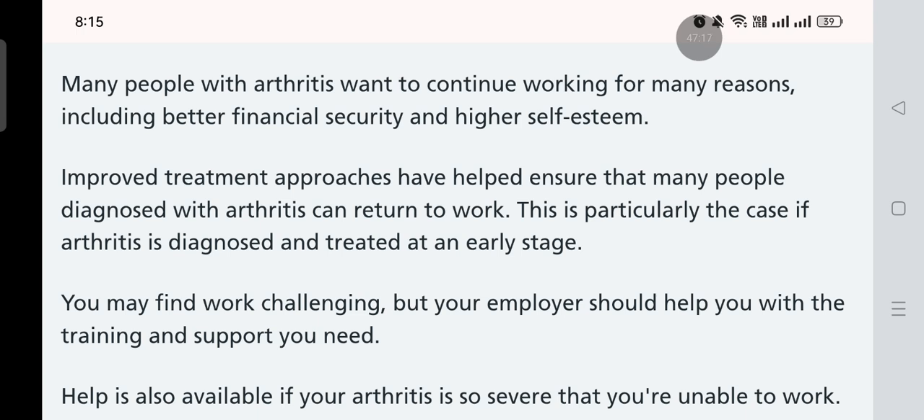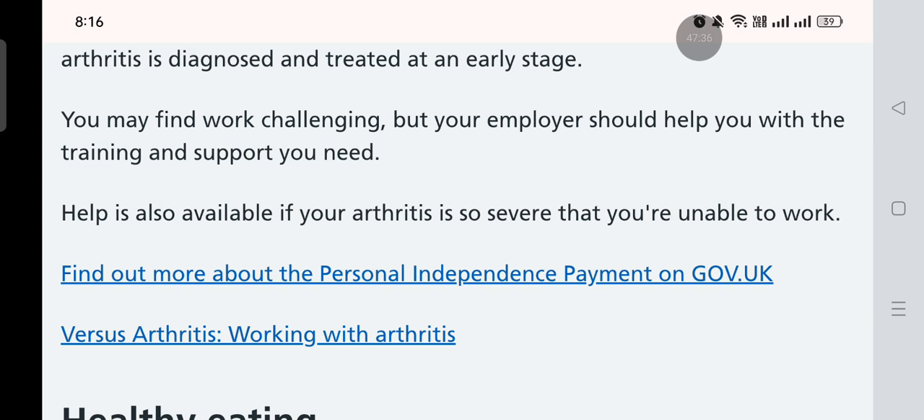This is particularly the case if arthritis is diagnosed and treated at an early stage. You may find work challenging, but your employer should help you with the training and support you need if you are unable to work.